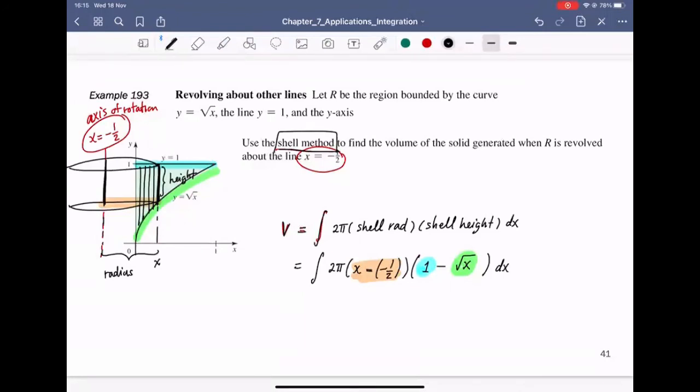Well, x from where to where? So it's going to be x from 0 to the intersection here, which is going to be 1, 1, right? Because you just plug in y equal to 1. So 0 to 1. All right, and that is 2 pi integral from 0 to 1 of (x plus 1/2)(1 minus square root x) dx. All right, I'm lazy to integrate, but you can stop here. Just set it up, but do not evaluate.